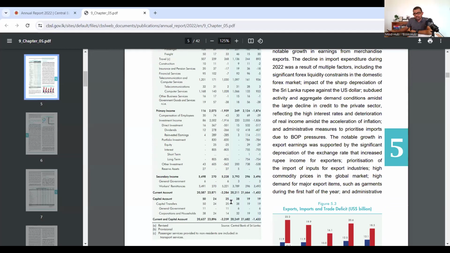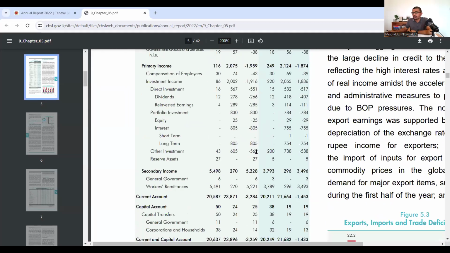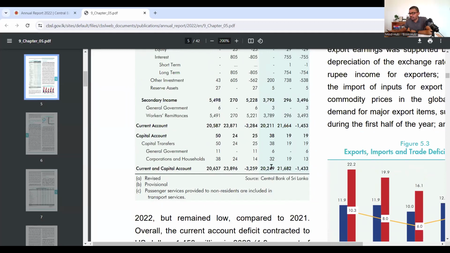from a deficit of 3,284 in 2021, our deficit has reduced to 1,453 by 2022. So in 2022, we did worse than 2021 as an economy, but our deficit has reduced.